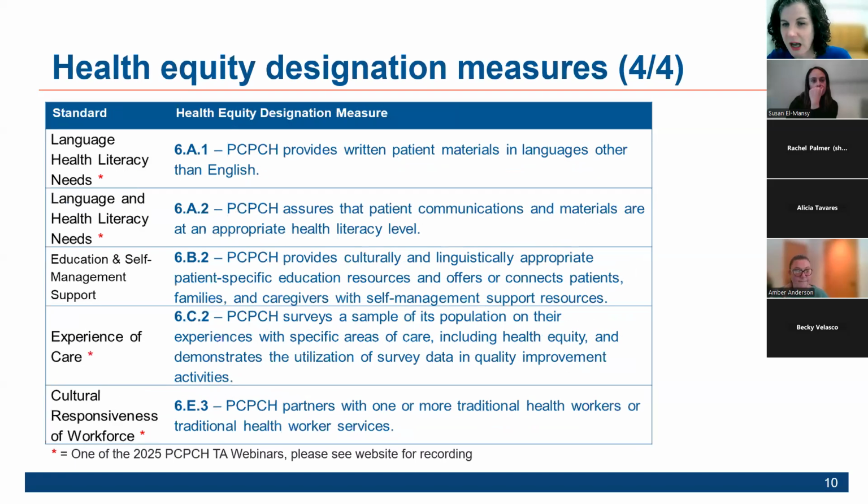So next slide, please. So getting into our sixes, which is the last core attribute, we're getting to the end here. So another important piece is making sure that you're providing written materials to your patients in languages other than English. And then also assuring that the patient communication and materials are at an appropriate health literacy level. This is actually also a new measure in the model. We had never really addressed anything around health literacy before, not directly in a measure. So we did add this. And we have some suggestions and ideas about how to assess your materials for health literacy in the TA guide, as well as in the webinar that we did around this standard.